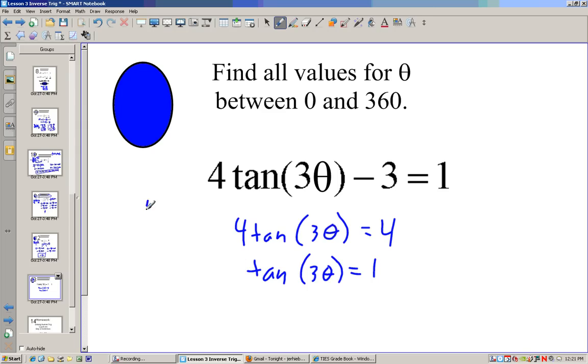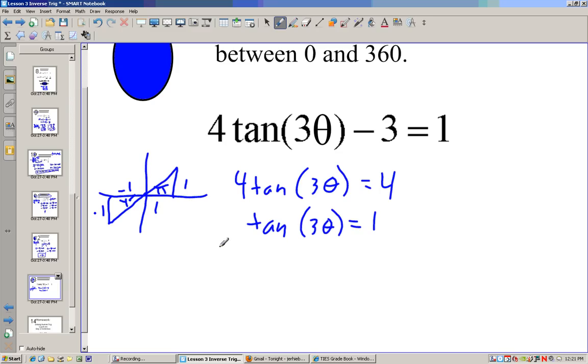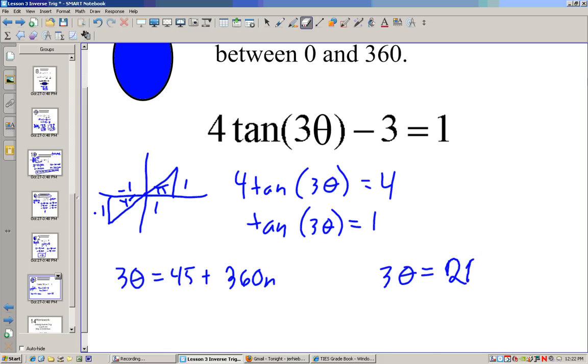Now we need to get rid of this tangent. To get rid of this tangent, what we do is see where tangent is equal to 1. And it's in these two quadrants. And that's when we have a 45-degree angle. So it's going to be 45 and 225. So 3 theta is equal to 45 plus 360 n. And 3 theta is equal to 225 plus 360 n.